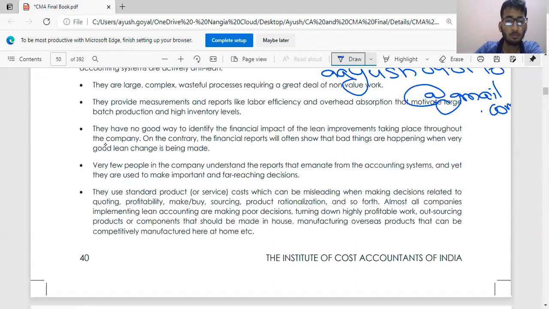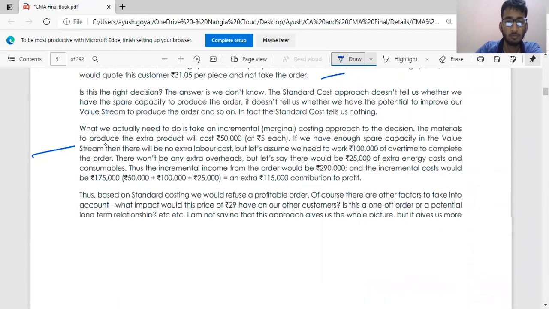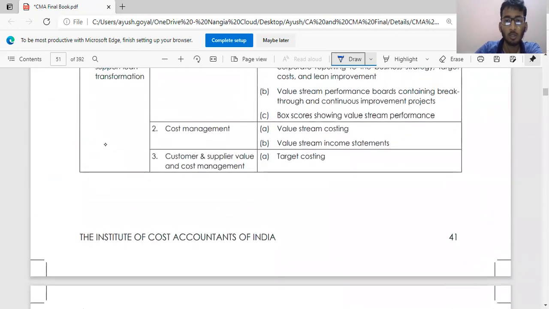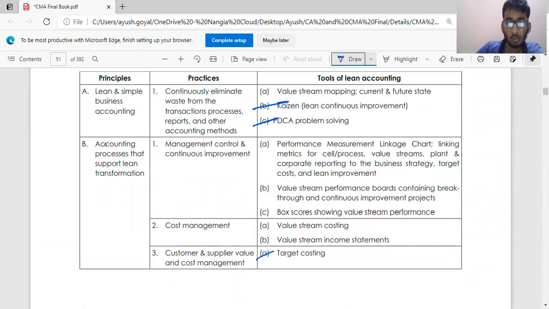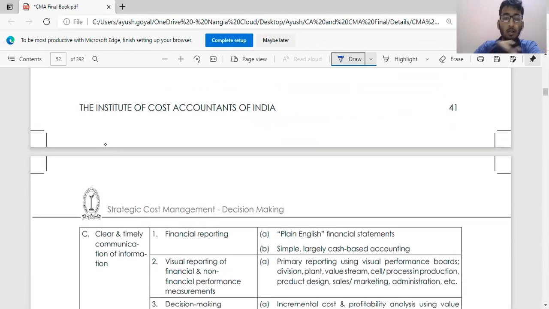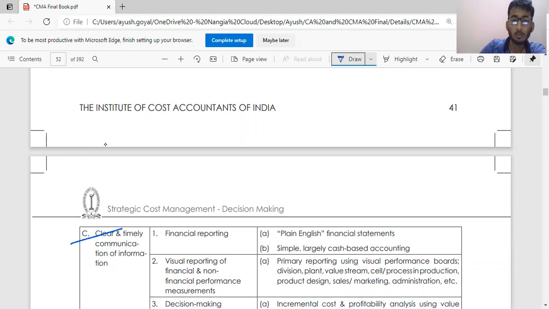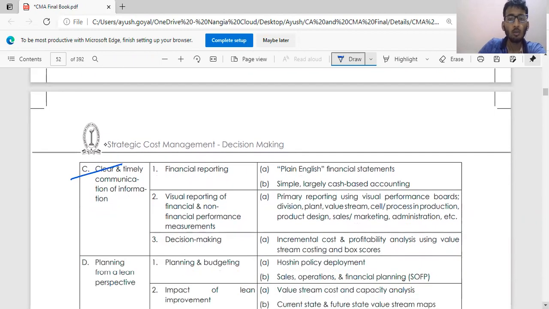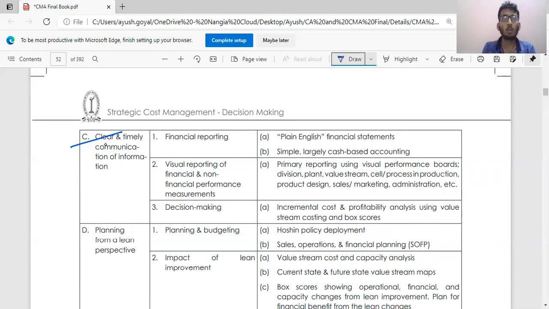So let's come back. This is the accounting part, and then target costing. The next chapter would be target costing, then the cost management of value stream costing, and the value stream income statement. All these things are related to accounting in the waste management system, or lean accounting. Now the communication: clear and timely communication in the form of financial reporting.